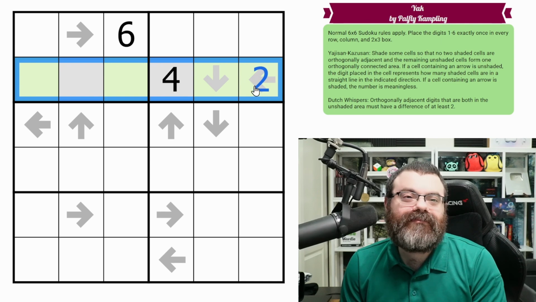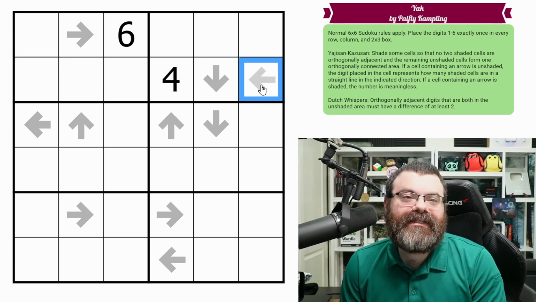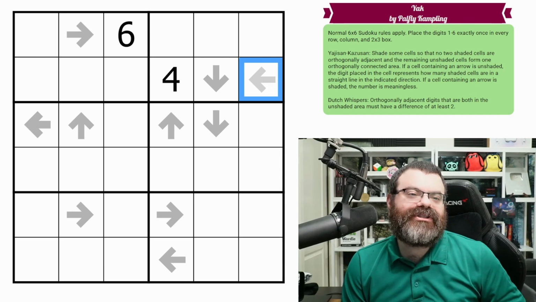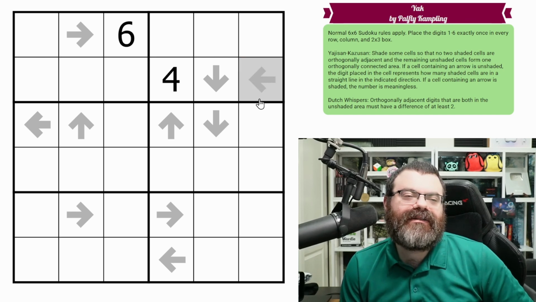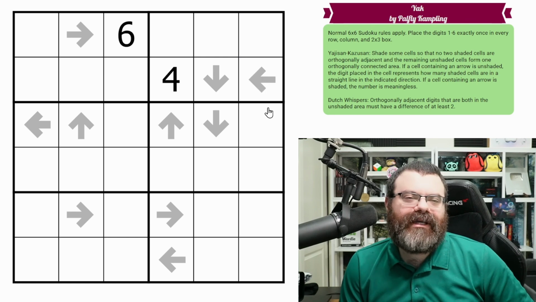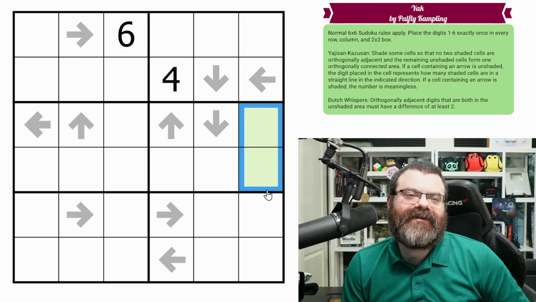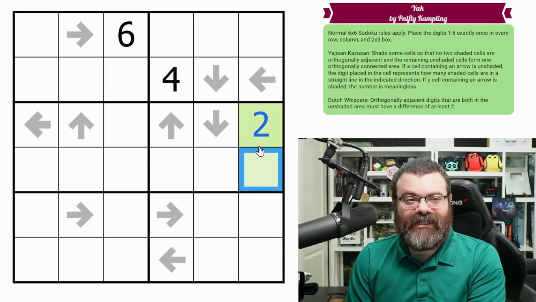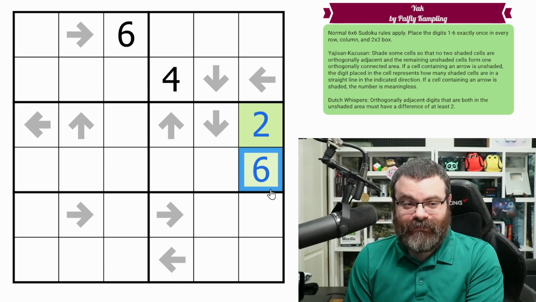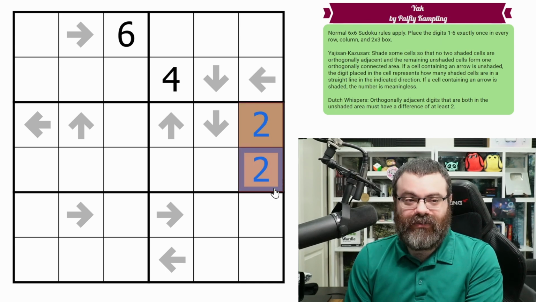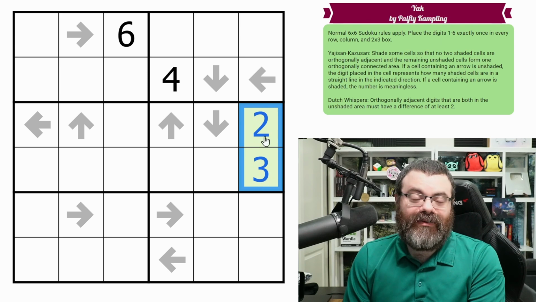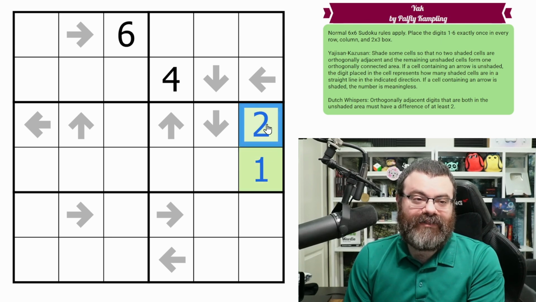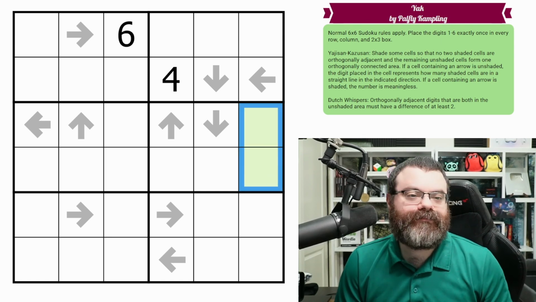If a cell containing an arrow is shaded, so if it's gray, then it's meaningless. The digit doesn't matter. All right, and then also Dutch whispers. So orthogonally adjacent digits that are both unshaded have to have a difference of at least 2. So if these are both unshaded, then if this was, say, a 2, we need a difference of at least 2. So this could be 4, 5, or 6. If this were a 1 or a 2 or a 3, the difference would not be at least 2. This has a difference of 1. This has a difference of 1. This has a difference of 0. All right. And that's it.